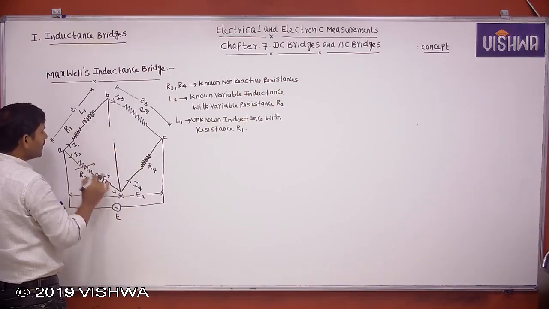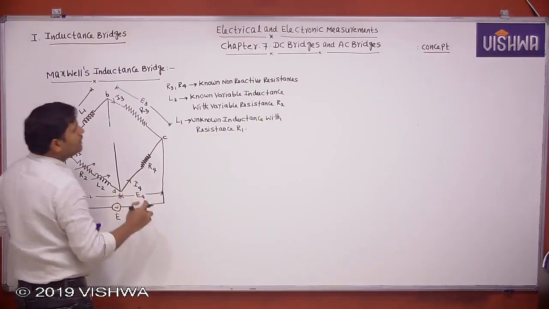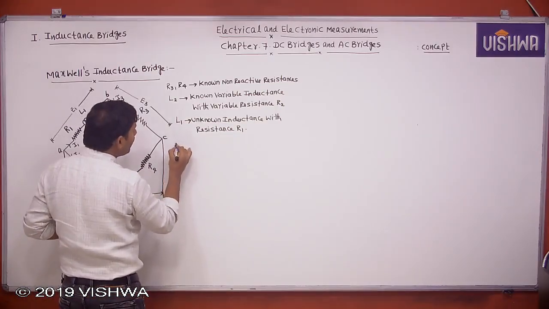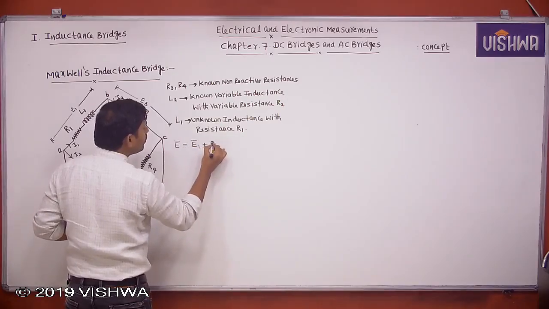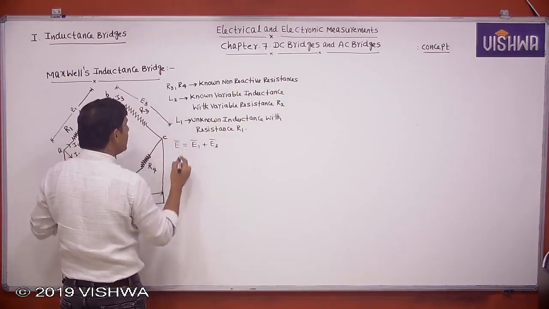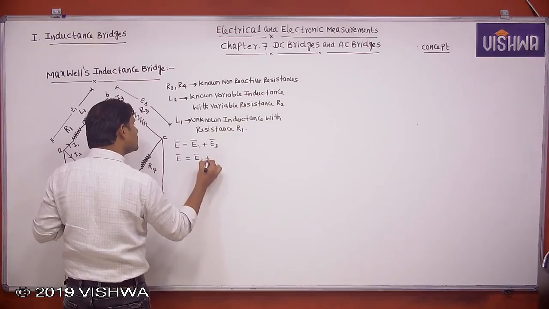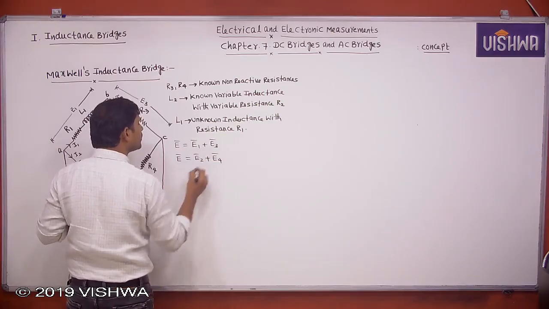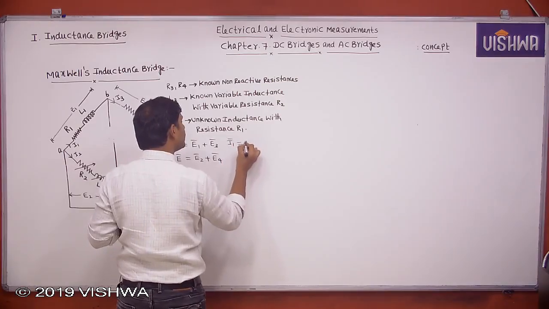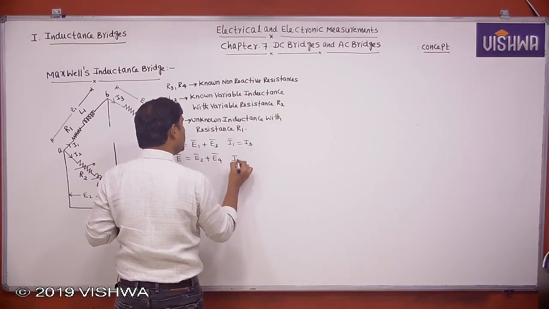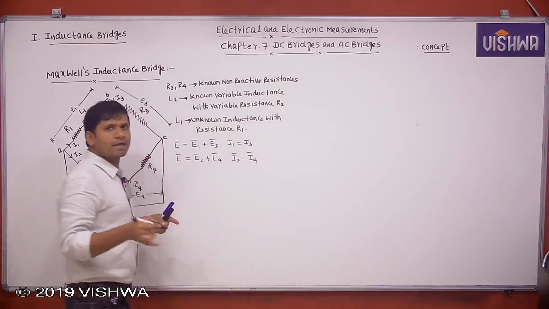Once there is no current through the detector, these two arms are in series and these two arms are in series. Then you write like this, E equal to E1 plus E3. This 1 and 3 is in series. Then similarly E equal to E2 plus E4. Then what about I1 equal to I3? What about I2 equal to I4? These observations are important to draw the vector diagrams for a given bridge.